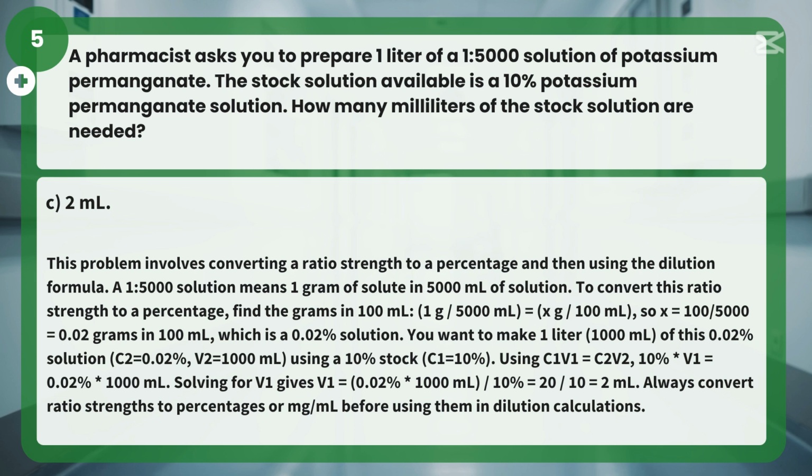Solving for V1 gives V1 equals 0.02% * 1000 milliliters / 10% equals 20/10, which is equal to 2 ml. Always convert ratio strengths to percentages or mg/ml before using them in dilution calculations.